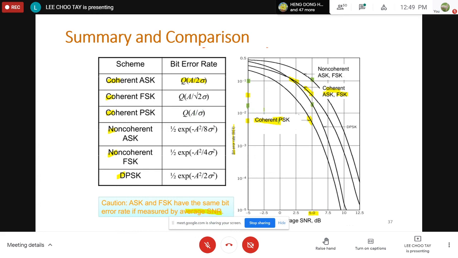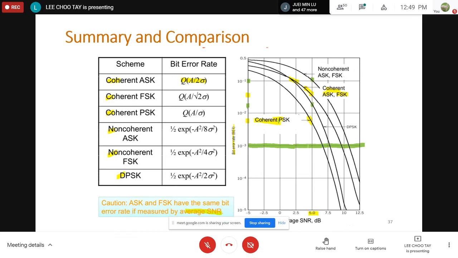Okay, so now this is how we actually compare them using the same power. All right, and if you were to compare them with the same probability of error, so if I want to get the same probability of error for these few modulation schemes, therefore I have to draw a line here. Let's say I want the same probability of error of 10 to the power minus 3. All right, how much power do I need?